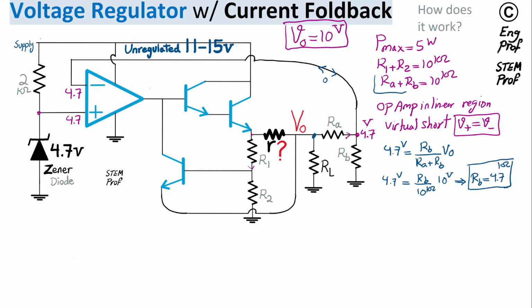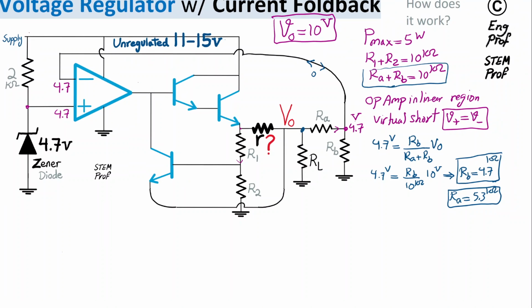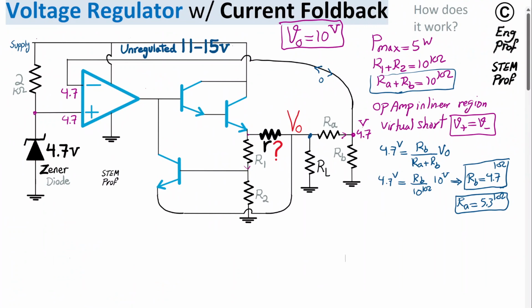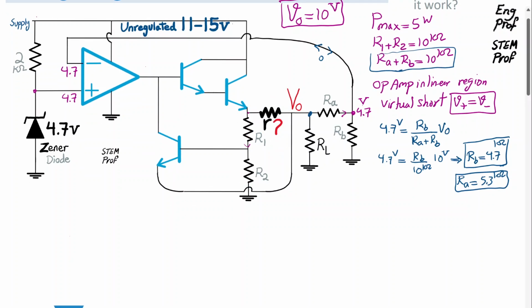And therefore, using RA plus RB equal to 10K, we can get RA. This means RA should be equal to 5.3 kilo ohm, so that the sum of RA and RB is 10 kilo ohm. Okay, so this is how we find RA and RB. Now let's examine what needs to be done for resistor R, the current sensing resistor, and also the R1 and R2 feedback resistors for the current foldback.